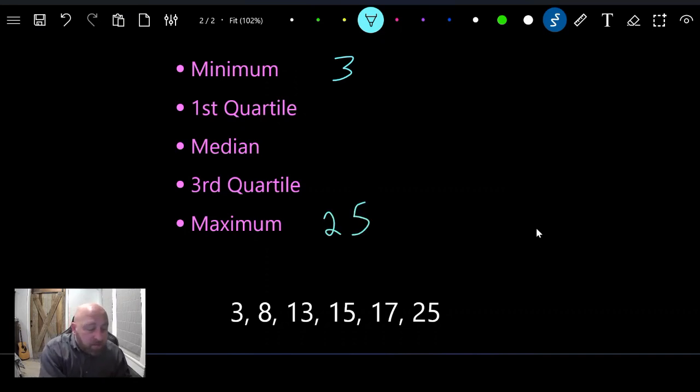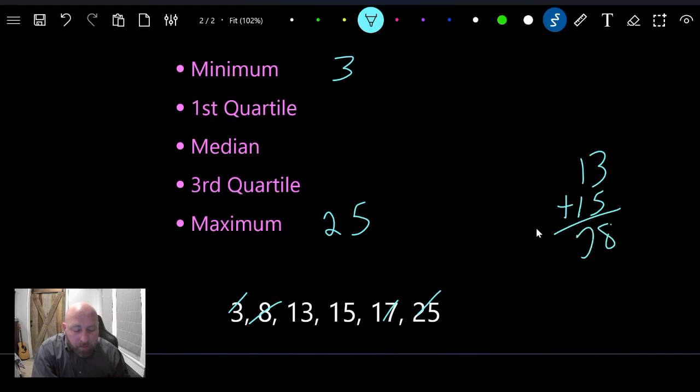Now let's do the median since we know how to do that. How do you do median? Well, you cross off. And we got 2 numbers in the middle. So what do you do when you get 2 numbers? You add them and you divide by 2. So 13 plus 15 gives me 28. So now if we divide 28 by 2, we're going to come out with our median is 14.